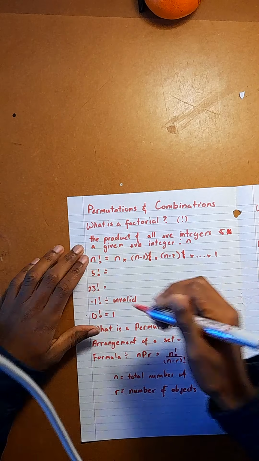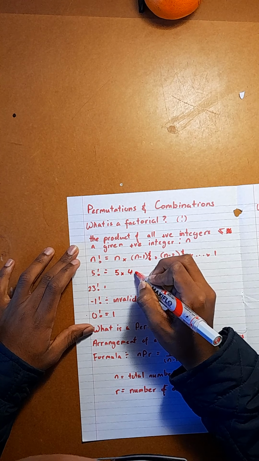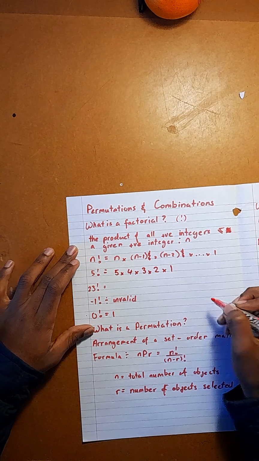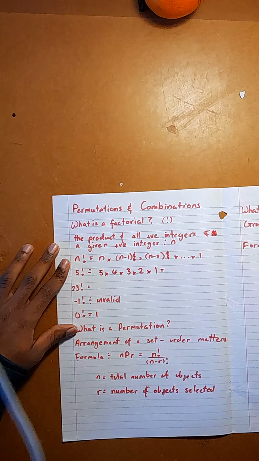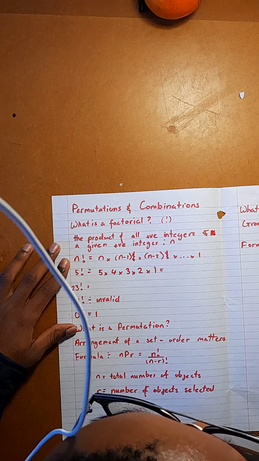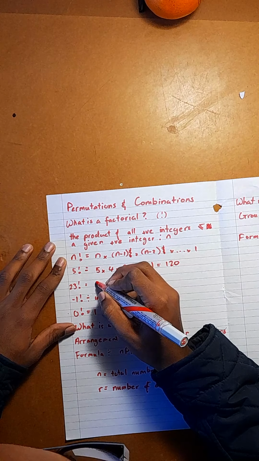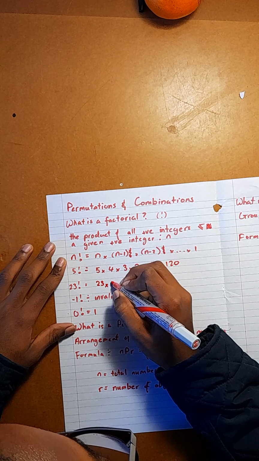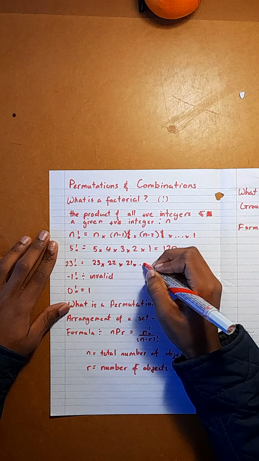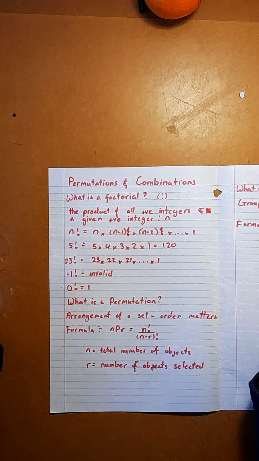We can give a quick example. 5 factorial is going to be 5 times 4 times 3 times 2 times 1, which is going to give us 120. 23 factorial is going to be 23 times 22 times 21 times ... all the way to 1. We don't need to calculate that, but you get the idea.